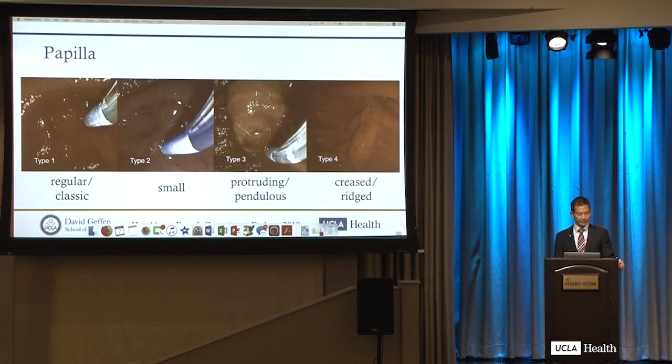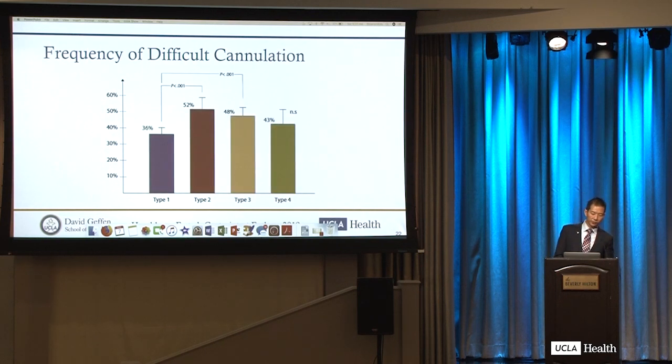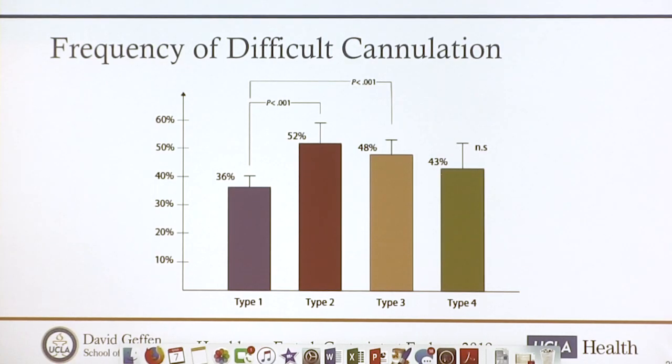And in terms of incidence, they found that more than half the patients in their study had a normal or classic appearing papilla, seen on the left, and then the small 13%, the pendulous 23%, and then this creased was only seen in 8% of patients. And what they found in the study was that depending on what type you had, may have an effect on how tough the cannulation was. They found that types 2 and 3, so again, that type 2 is a small papilla, type 3 being that pendulous papilla, were more difficult than the classic papilla in terms of biliary cannulation.